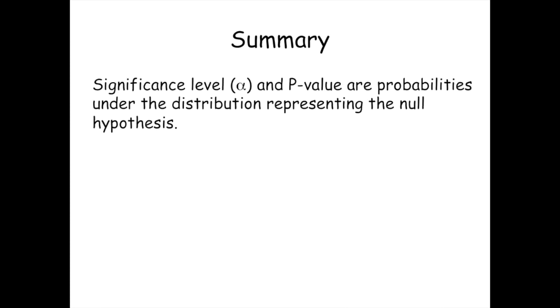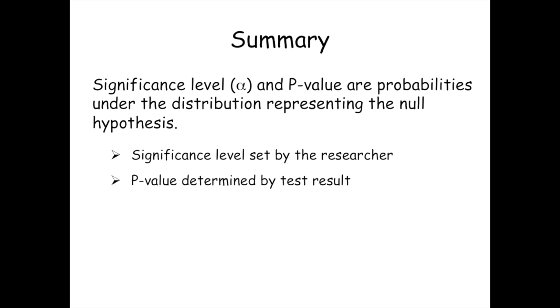The significance level and p-value are probabilities or areas under the distribution that represents results when the null hypothesis is true. The significance level is set in advance by the researcher, whereas the p-value is determined strictly by the result of the statistical test and is therefore directly tied to the data.